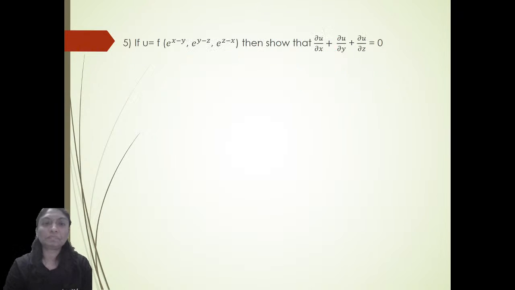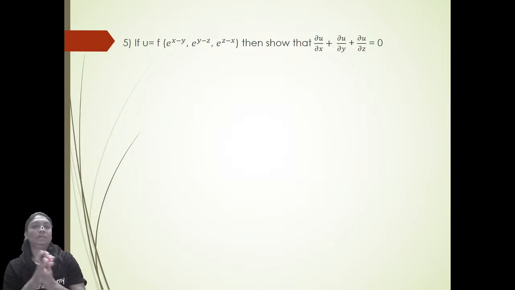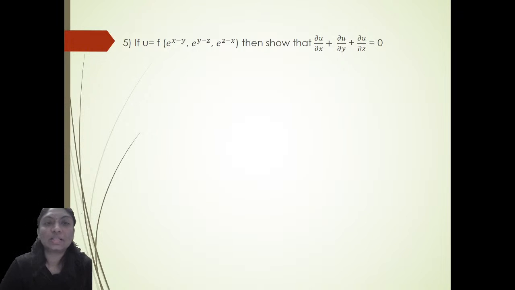Now the fifth one. Now this is a different example, substitution. So if u is equal to f(e^(x-y), e^(y-z), e^(z-x)), then show that ∂u/∂x plus ∂u/∂y plus ∂u/∂z is equal to 0. Okay, this is equal to 0. See, here f is a function of x, y, z.